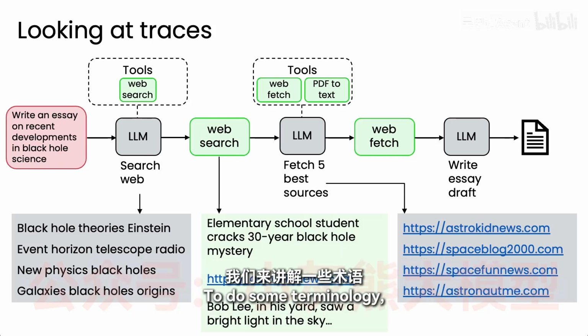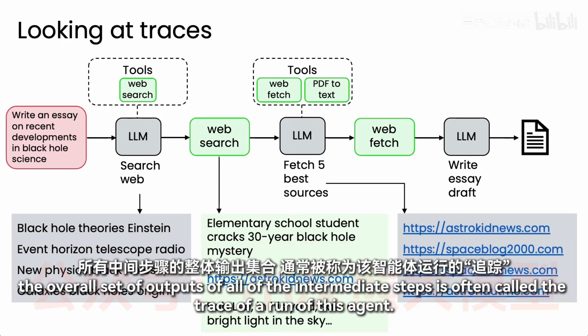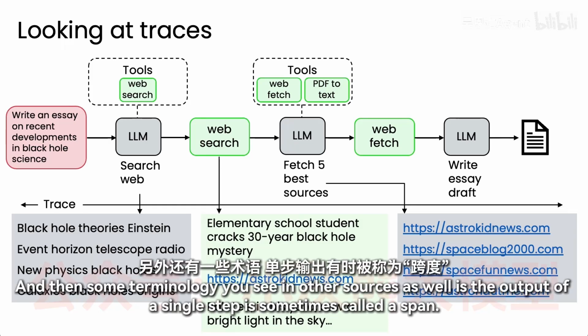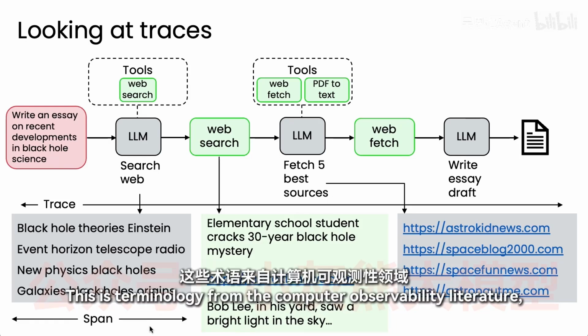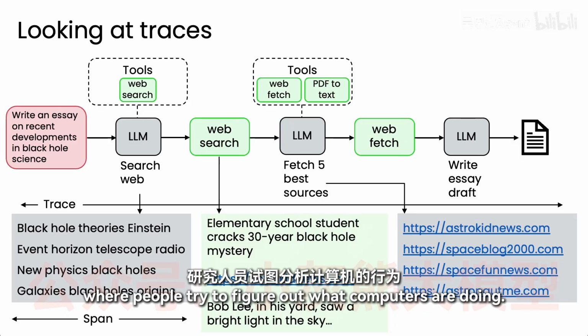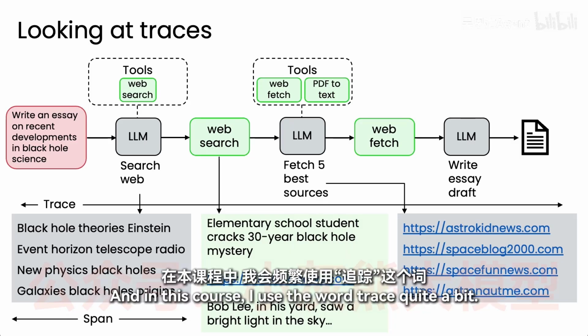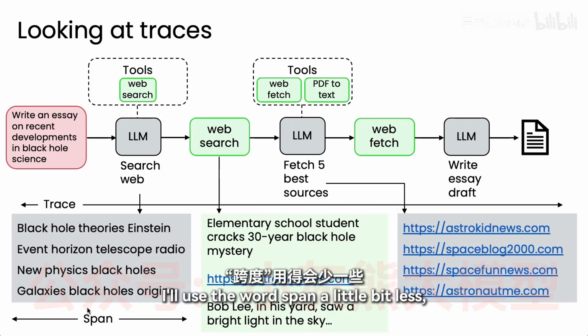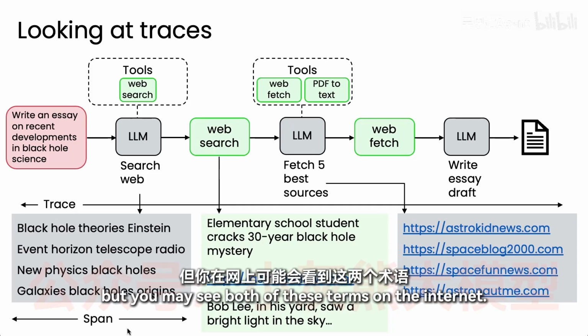To introduce some terminology, the overall set of outputs of all of the intermediate steps is often called the trace of a run of this agent. And some terminology you see in other sources as well is that the output of a single step is sometimes called a span. This is terminology from the computer observability literature, where people try to figure out what computers are doing. And in this course, I use the word trace quite a bit. I'll use the word span a little bit less, but you may see both of these terms on the internet.